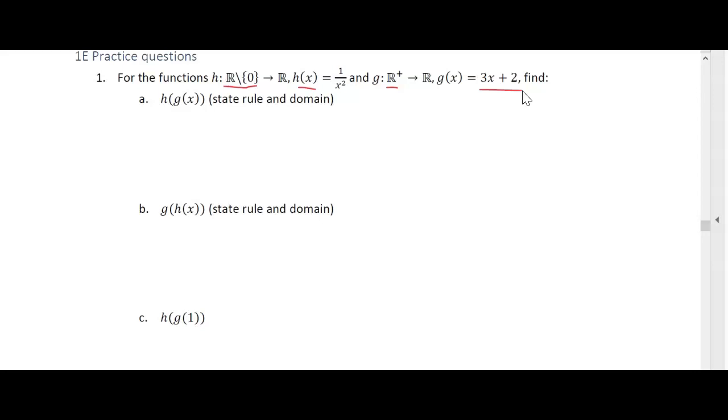So let's find h of g of x. So that means we're taking the function h. So there's h of x equals 1 over x squared. And wherever we see x, we're going to substitute in the function g of x. So instead of writing 1 over x squared, we're going to write 1 over, and function g is 3x plus 2. So I'm going to write 3x plus 2 on my denominator, and remember that's all squared. I'm just going to leave it like that.